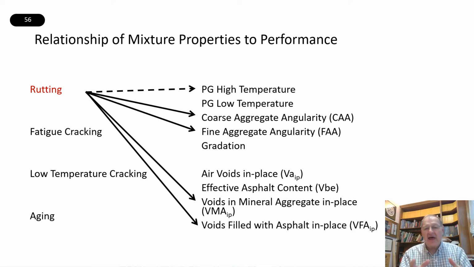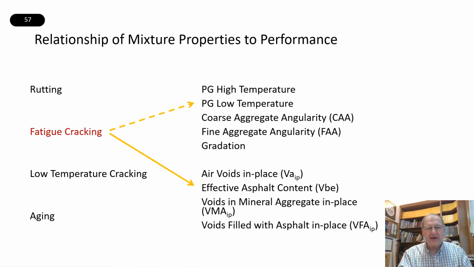If it has a weak aggregate skeleton, I cannot fix it with a high PG grade. You can do a PG 102 maybe, but I don't think you can buy such a thing, and you probably can't mix it hot enough to get it put down. So basically, a high temperature grade only has a moderating effect on it.